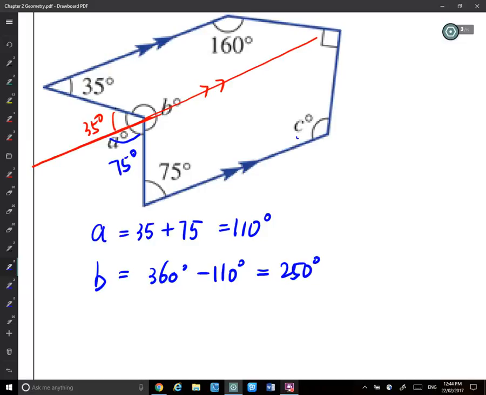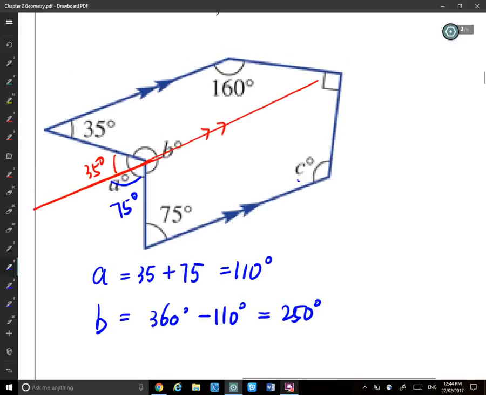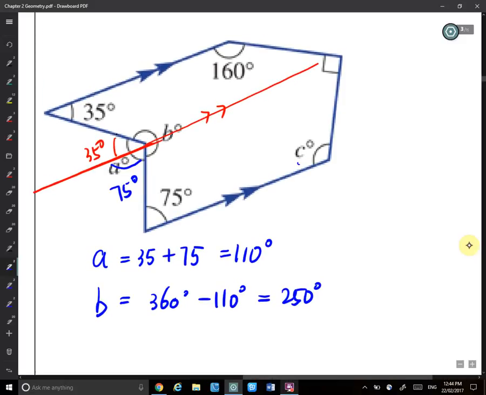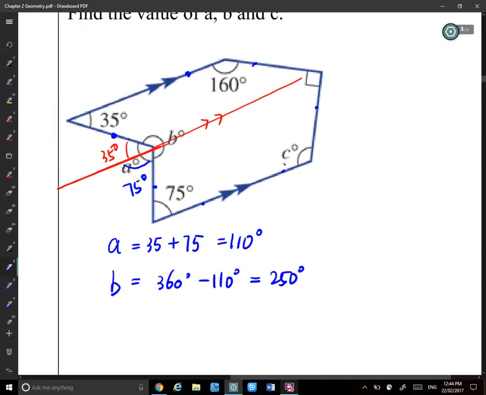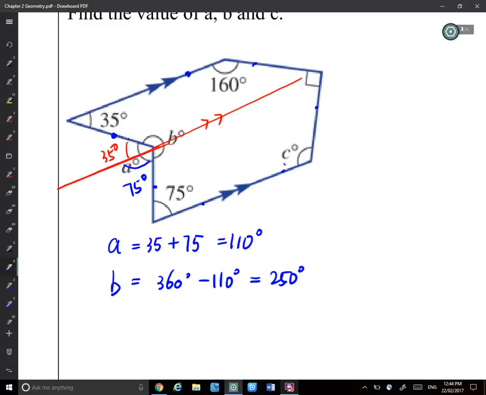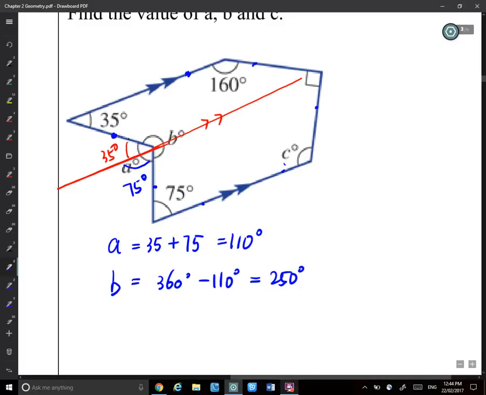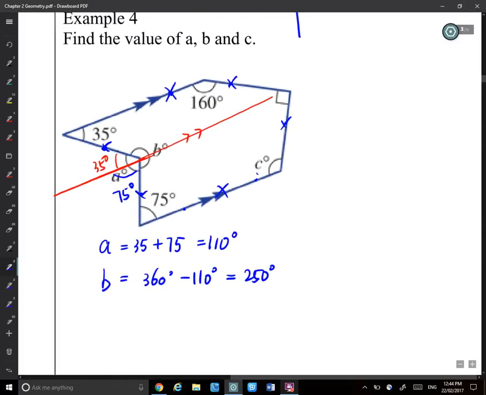Now we're looking for C. So how many lines are there? 1, 2, 3, 4, 5, 6, 7. Wait, 1, 2, 3, 4, 5, 6, not 7, 6. So 6 sides, a hexagon.